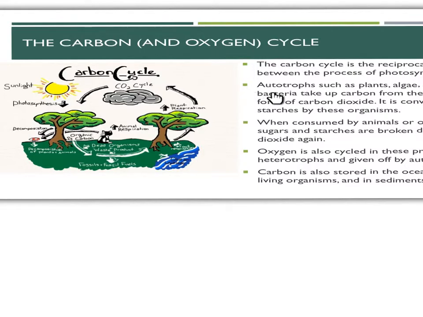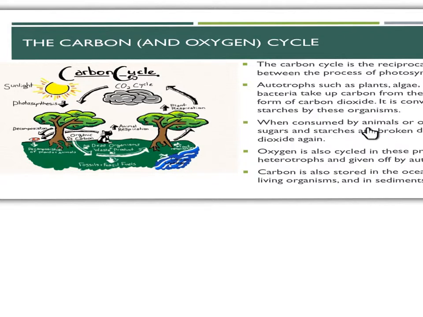Now, I hope you know this word autotroph. Autotroph means self-eater. Troph means eat, or to eat. Autotrophs make their own food. So these are things like plants, algae, and photosynthetic bacteria. There's a bunch of different kinds of bacteria that do that. They take up carbon from the atmosphere in the form of carbon dioxide. In their bodies, through the process of photosynthesis, they convert it to sugars and starches, and then they give off oxygen in the process. Oxygen is like a waste product for them.